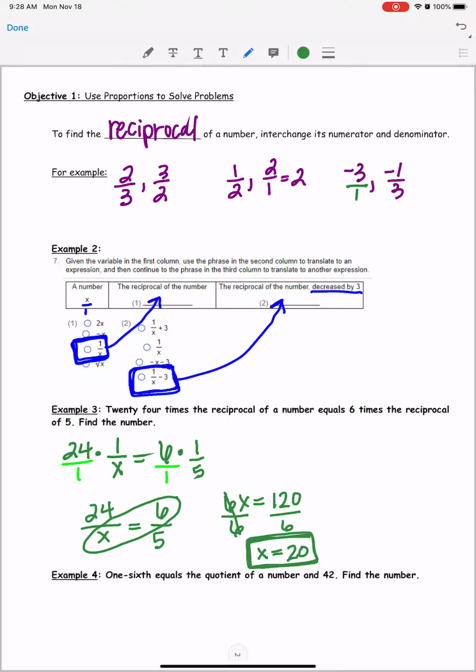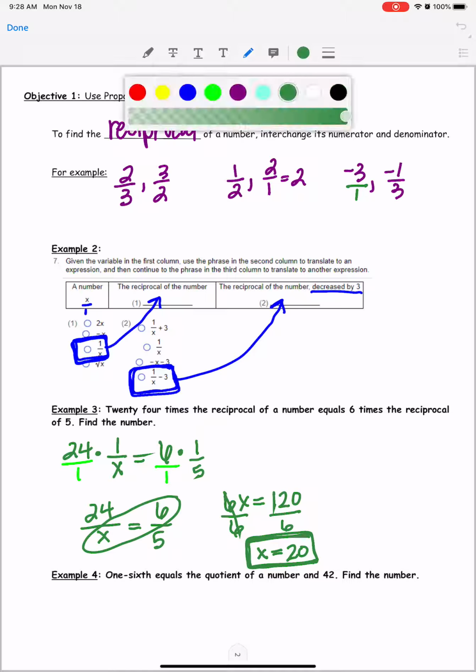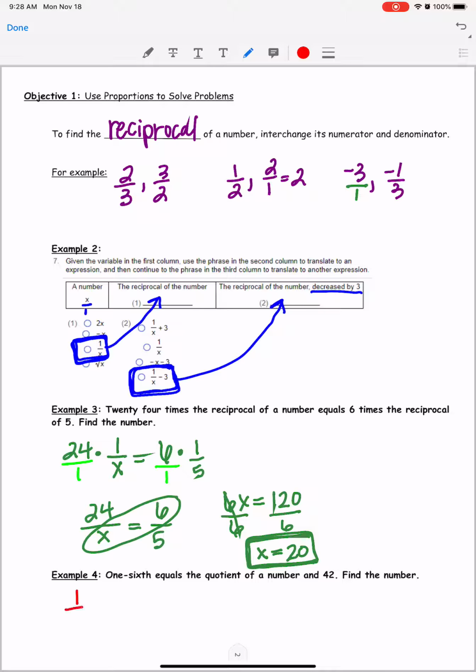Okay. Example 4: 1/6 equals the quotient of a number and 42. This one's even easier. You've got 1/6, so that's 1 over 6. And that equals, the quotient means to divide, and we're dividing a number by 42, so that means x over 42. So cross multiply. We've got 6 times x and 1 times 42. Divide by 6, and x here equals 7.